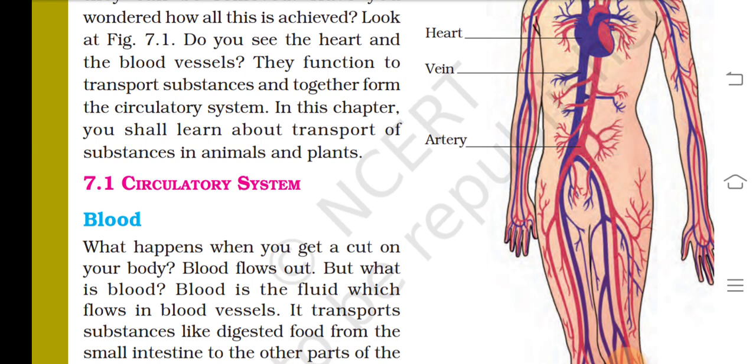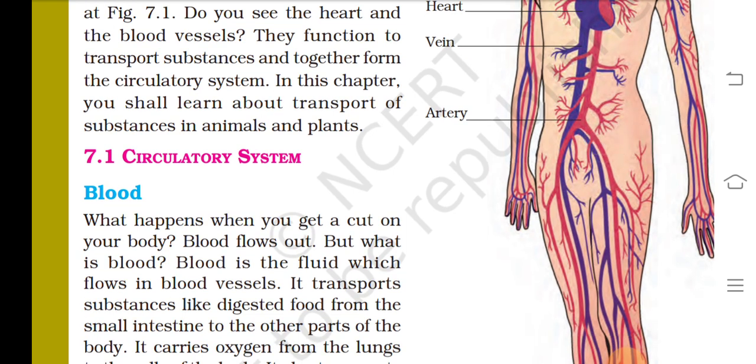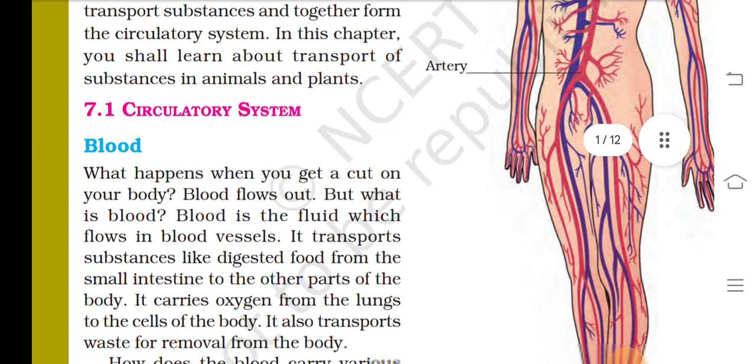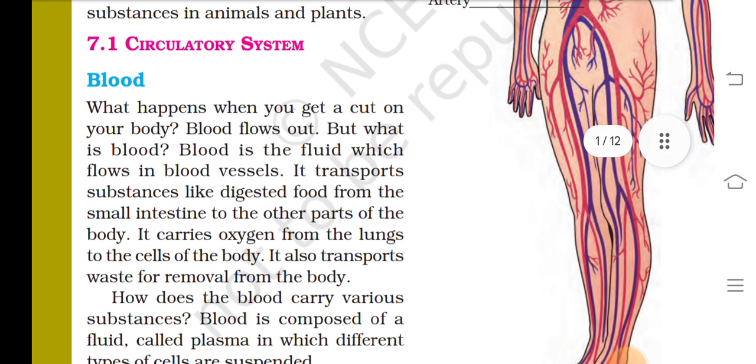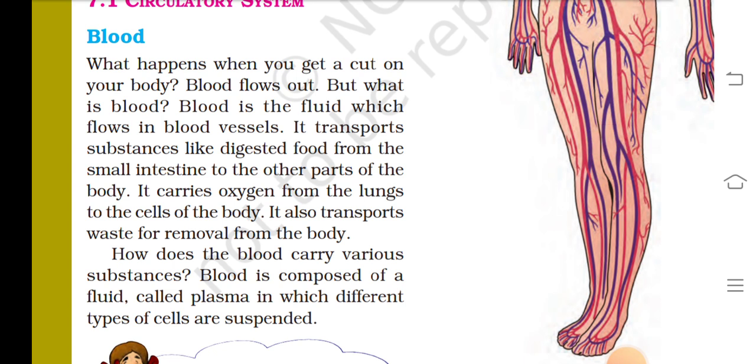Look at figure 7.1. Do you see the heart and blood vessels? They function to transport substances together, forming the circulatory system. In this chapter, you shall learn about the transport of substances in animals and plants. Circulatory system, blood. What happens when you get a cut on your body?